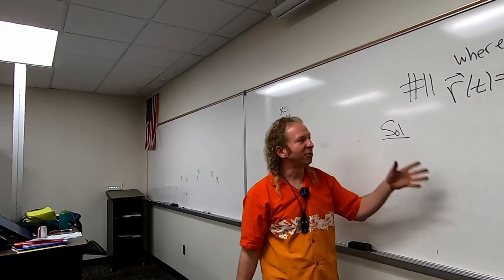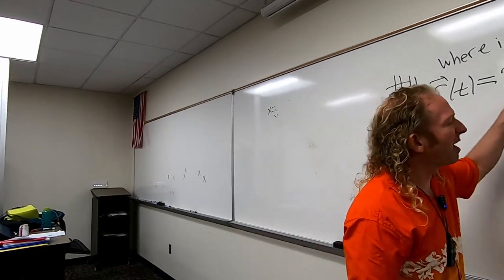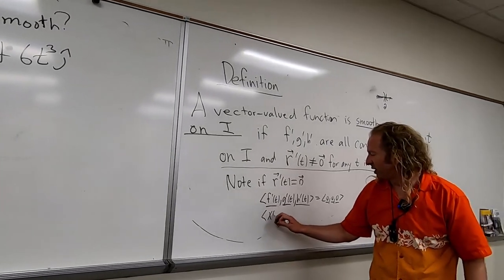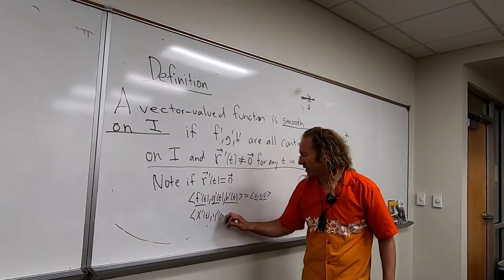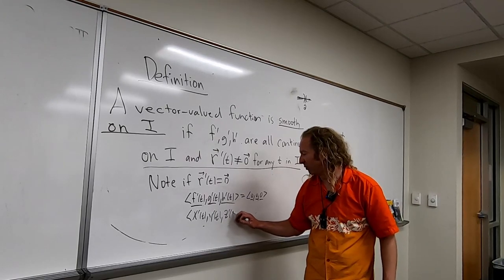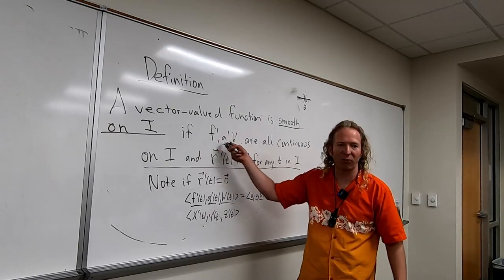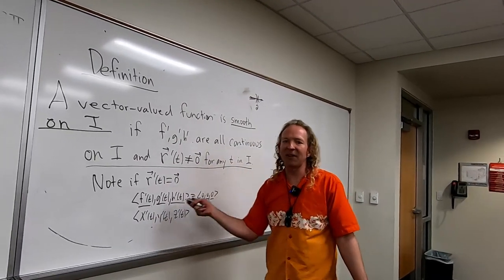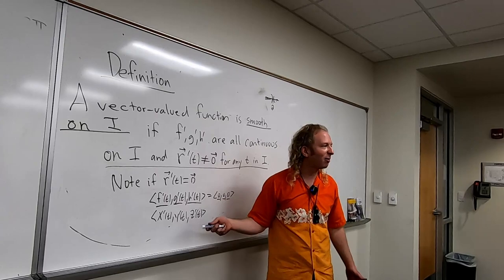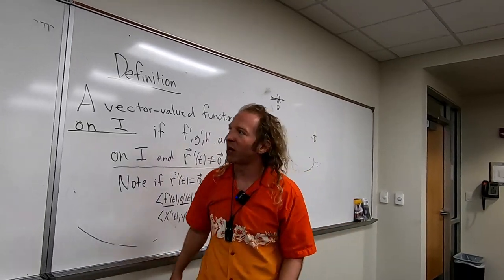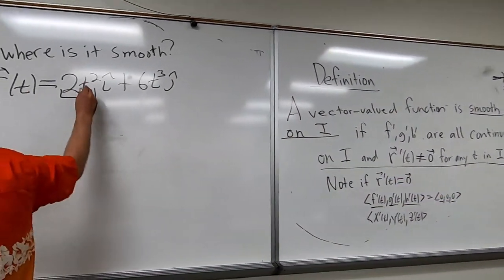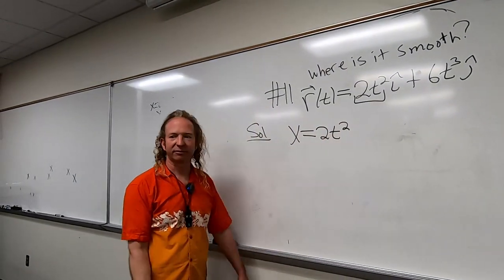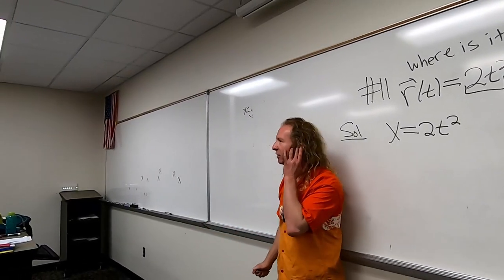So we're looking for where it's smooth. The first thing you want to do is find out where it's not smooth. Instead of calling them f and g and h, you can replace this with x prime of t, y prime of t, z prime of t. You don't have to use f, g, and h. You can use x, y, and z. I feel like it's more intuitive because we were using x and y before. So let's continue with that trend. So let's identify our x. So this is our x. And then this would be our y.